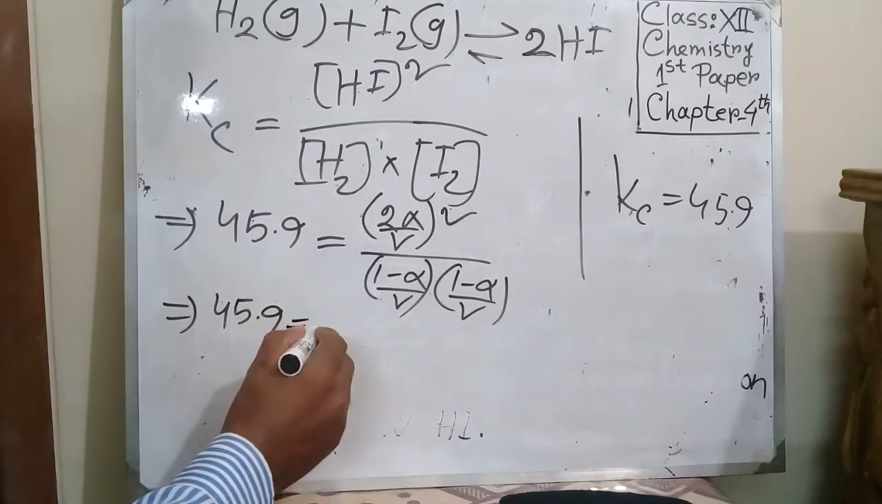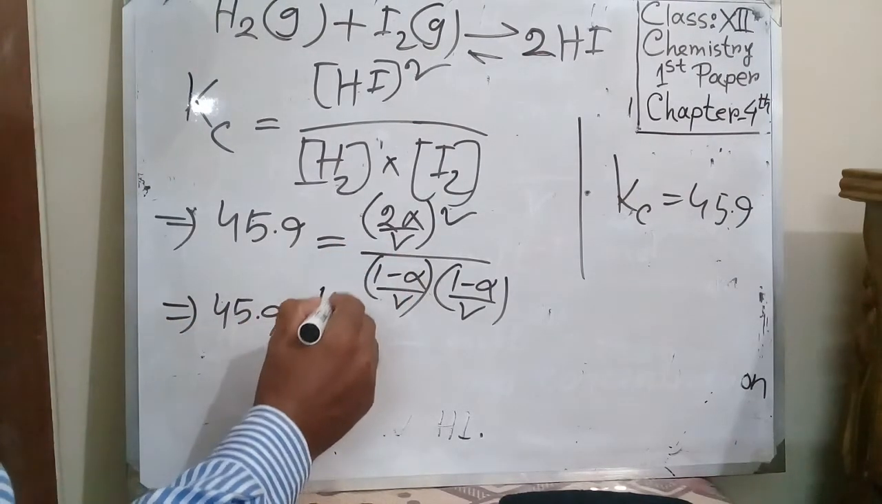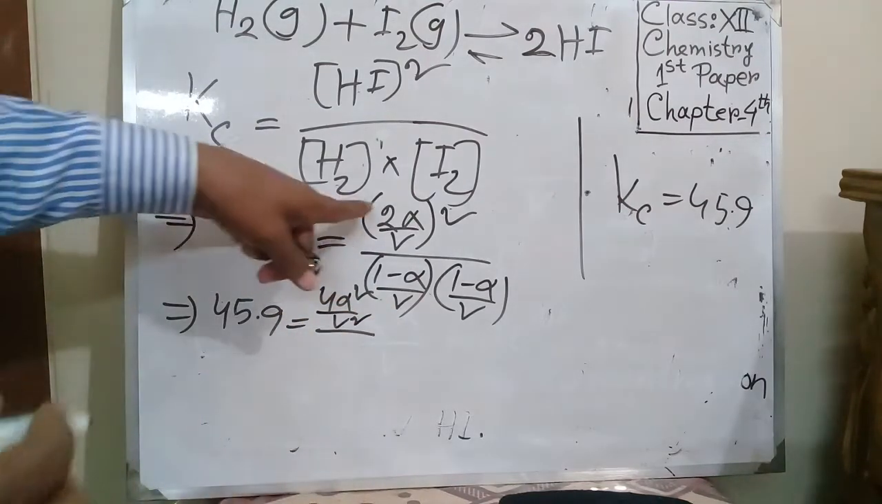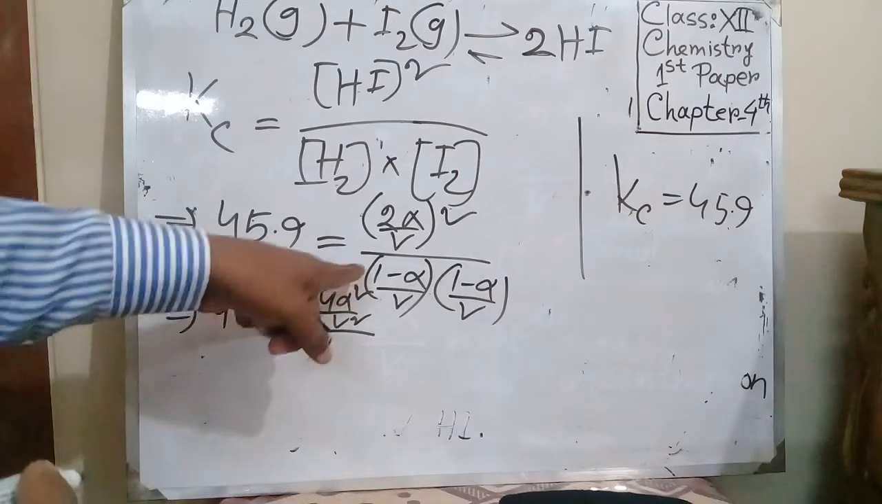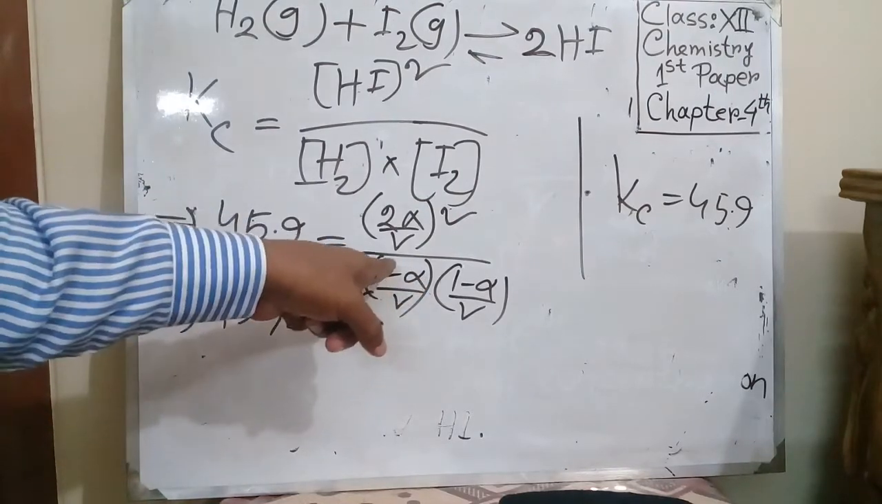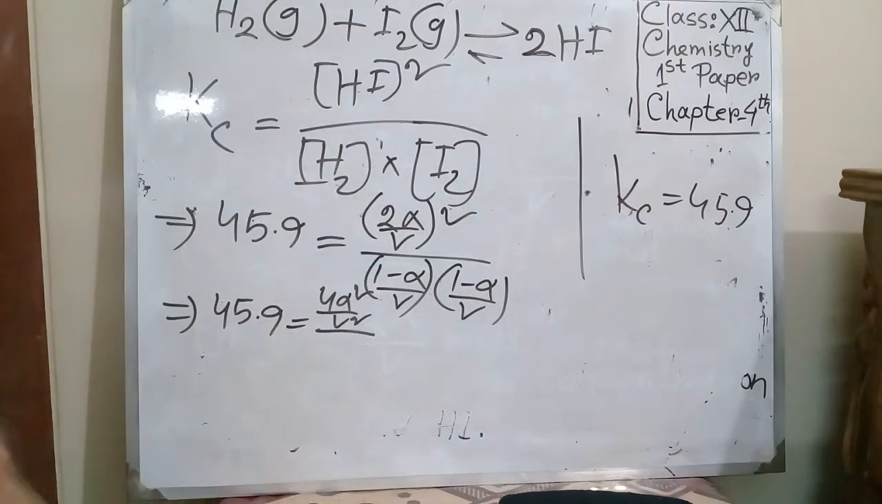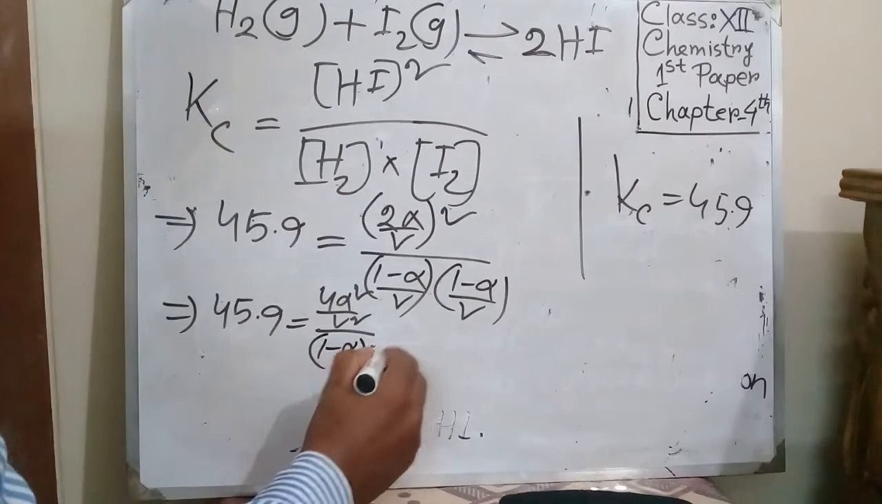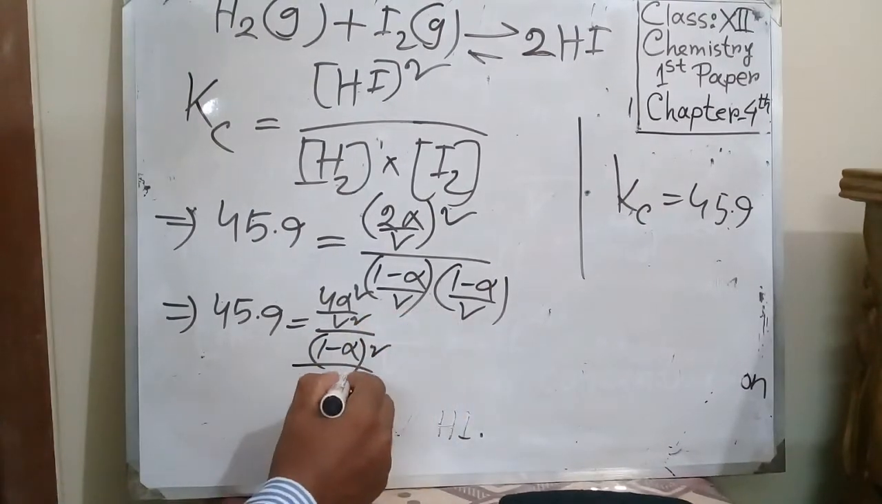So 45.9 equal to, I can write, 4 alpha square divided by V square. Is it 2 to the power 4, alpha square and V square? And if I multiply 1 minus alpha and 1 minus alpha, what can I get here? I can get 1 minus alpha whole square divided by V square.